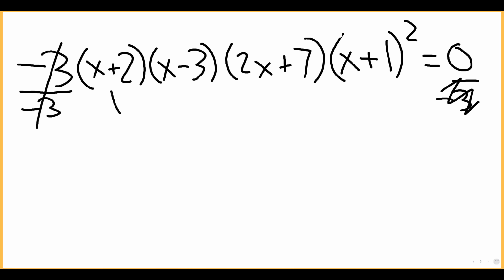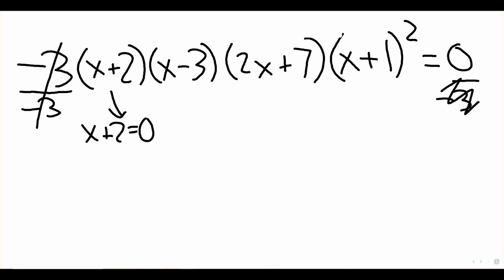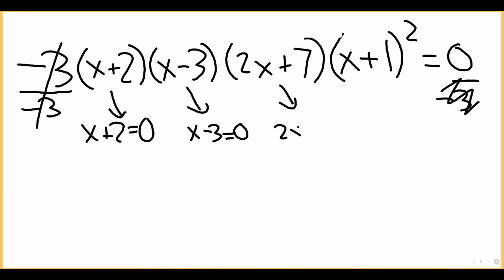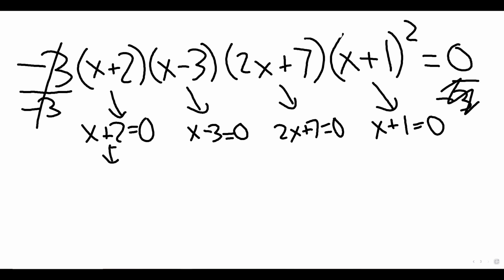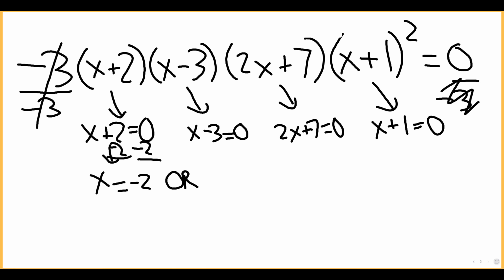Now it's x plus 2. x plus 2 could be 0, and only one of these has to be 0, or x minus 3 could be 0, or 2x plus 7 could be 0. And for x plus 1 squared, we only really need one x plus 1, so x plus 1 equals 0. Okay, so let's solve these. You can subtract 2 from both sides and get x equals negative 2, or you can add 3 to both sides and get x equals 3.